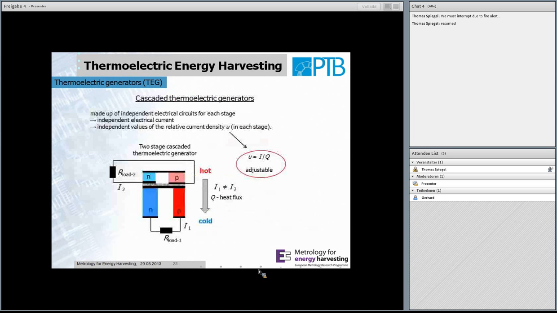Therefore, another proposal was made to use not segmented, but cascaded thermoelectric generators with 2 independent circuits, because now the relative current density can be optimized for each of these circuits depending on the material. In this way, you can also increase the efficiency of generators a little bit.